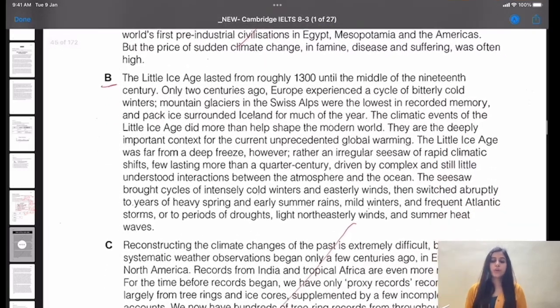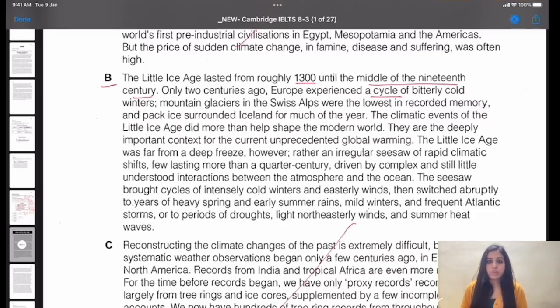I'll just read it out for you and then we'll go back to the list of headings and start eliminating them. The Little Ice Age lasted from roughly 1300 until the middle of the 19th century. So they're telling you the time span. Only 2 centuries ago, Europe experienced a cycle of bitterly cold winters, mountain glaciers in the Swiss Alps were the lowest in recorded memory, and pack ice surrounded Iceland for much of the year.